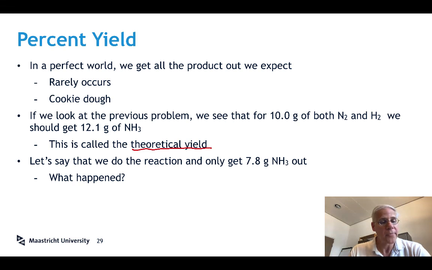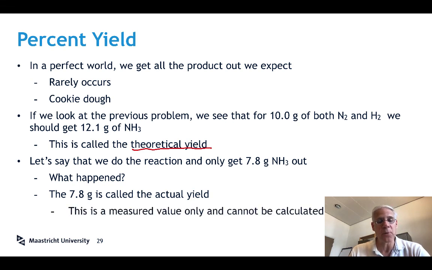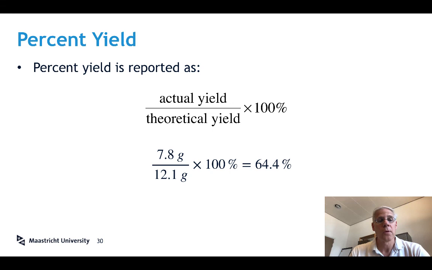Well, what happened? We're not going to get into what could have happened, but something chemically happened that prevented us from getting all 12.1 grams out. That 7.8 grams, again, is called the actual yield, and it must be determined experimentally. You cannot calculate what an actual yield should be. And so to get the percent yield, we take the actual yield of what we got, divide that by the theoretical yield of what we expected to get, multiply that by 100%, and we get 64.4%.